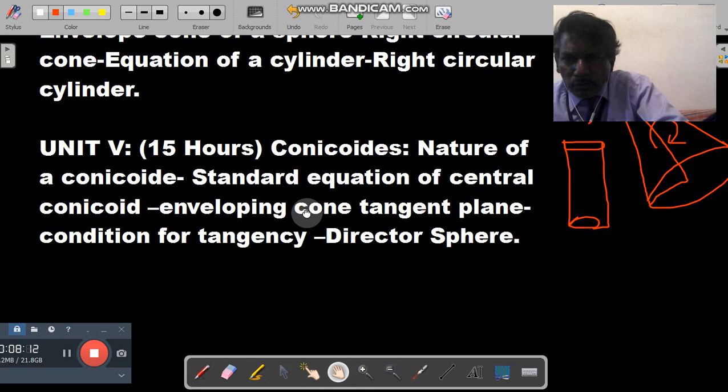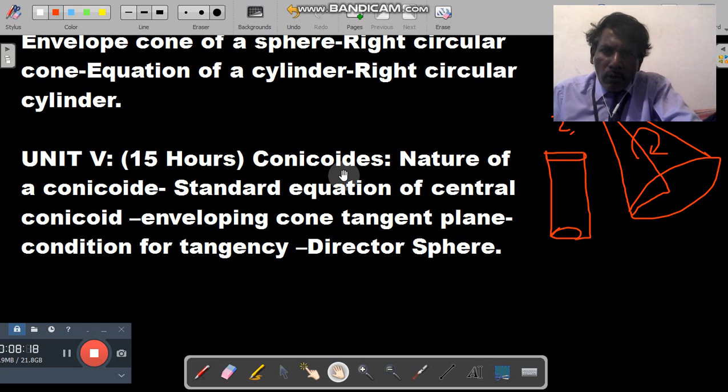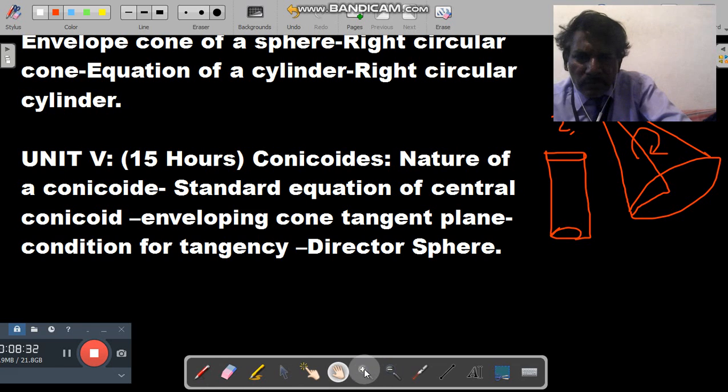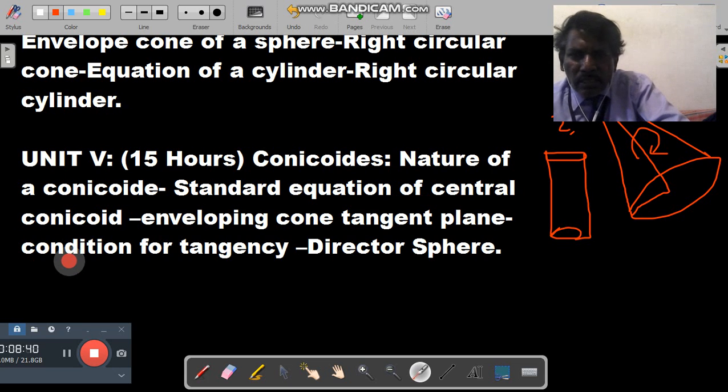Next is the last one, unit number 5. We talk about the conicoids. Conicoids means all the objects coming from a cone. The nature of the conicoid and standard equations we are going to study. Standard equation of the central conicoid, then enveloping cone, tangent plane, condition for tangency, director sphere. These we are going to study in the 5th unit.